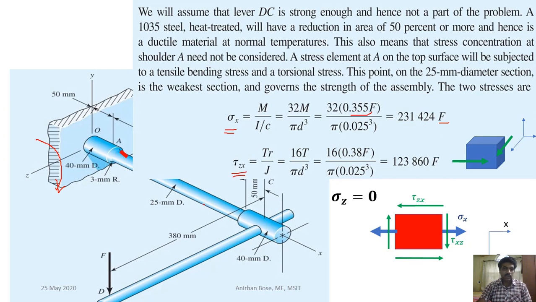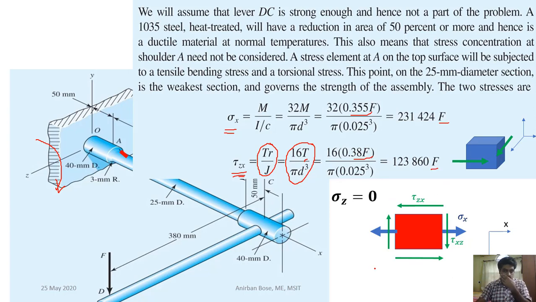Similarly, we can find out the shear stress developed because of torsion. Because of torsion, the shear stress developed will be according to this formula, you know, TR by J, and it will be 16T by pi d cubed. What is this torsional value? That is F into this distance. Okay, so finally your torsion data is in terms of F again.